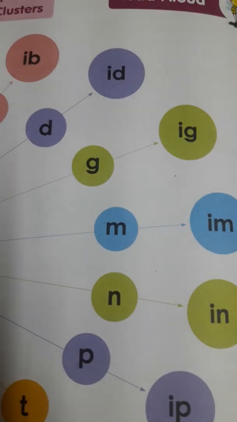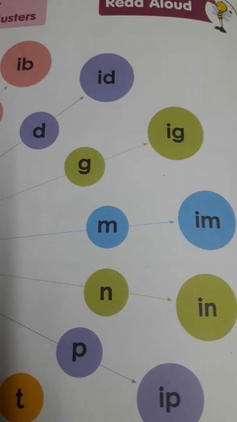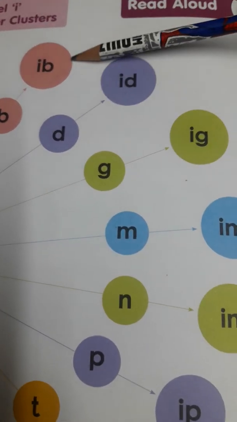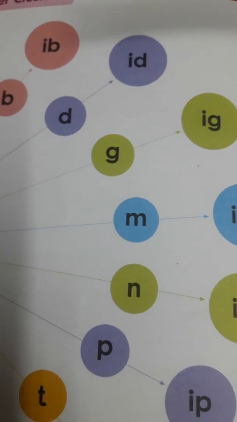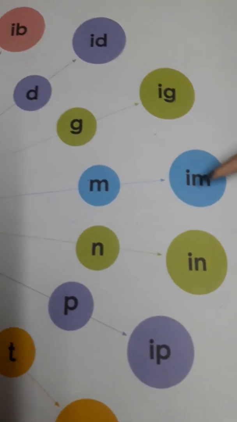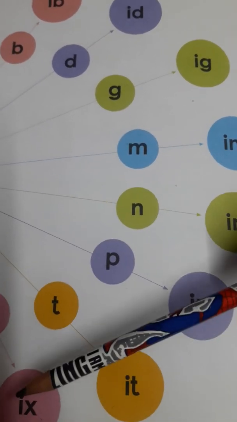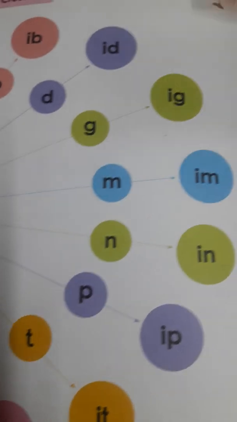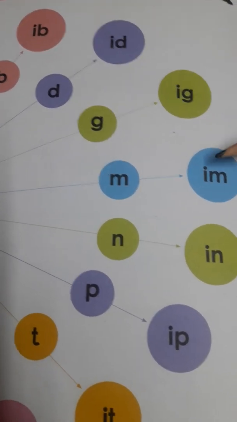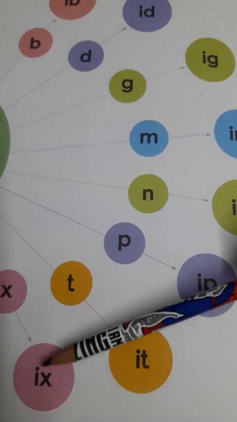Students, book for reading. In this video, I will be revising book 4 and book 5 reading. So, read with me. Ib, id, ig, im, in, ip, it, ix. Ib, id, ig, im, in, ip, it, ix.